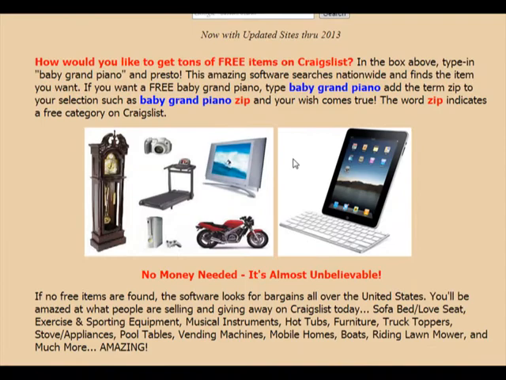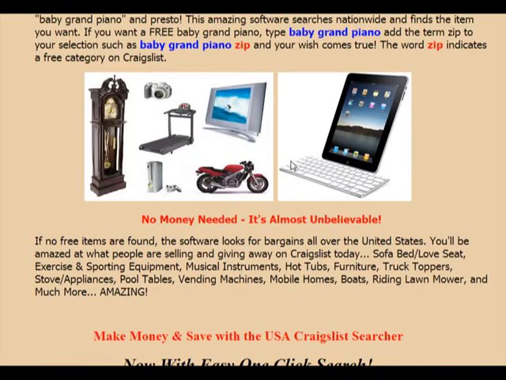The USA Craigslist Searcher can be used to find a variety of items, such as baby grand pianos, cars, hot tubs, sporting equipment, exercise equipment, vending machines, pool tables, boats, riding lawnmowers, and a variety of other items that you may be looking for.